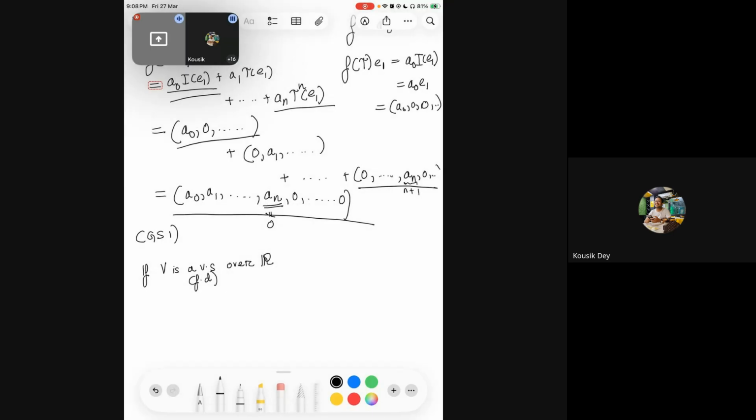It is a map from V to R such that, suppose x is an element in V, then norm of x is greater than or equal to 0, and norm of x is equal to 0 if and only if x equals 0, and norm of alpha x is equal to mod alpha times norm of x, and the triangle inequality.